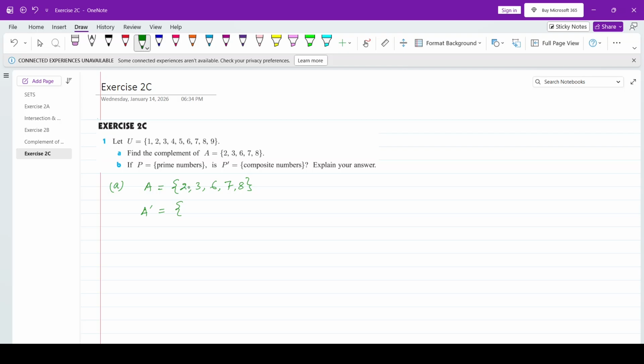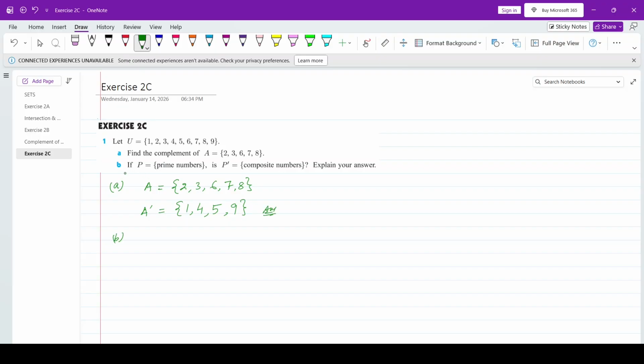So 1 is not present in A, so 1 will be an element, 2 will not be an element, 3 won't be an element, 4, yes, 4 is not present in A, 5 not present in A, 6 is present in A, 7 is present in A, 8 is present in A. So A complement is this, and this is our answer.